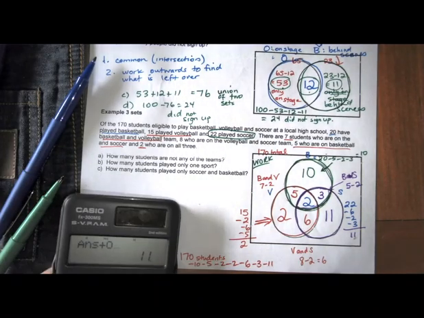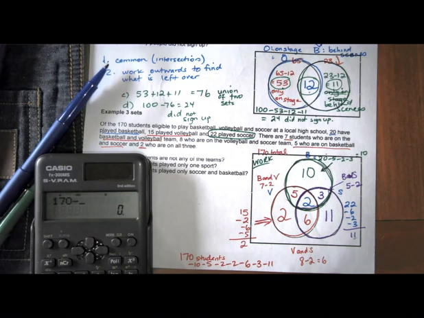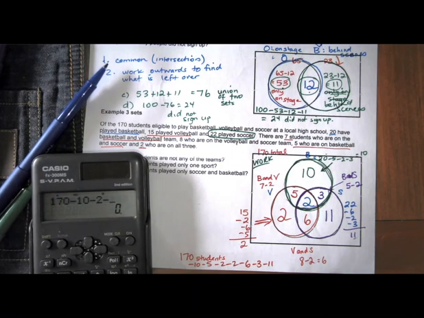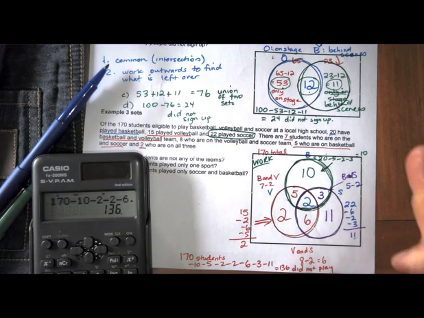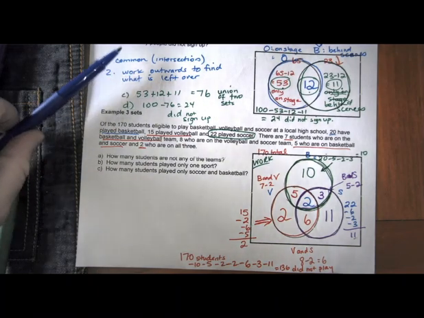So I can do 170 minus 10 minus 2 minus 2 minus 6 minus 3 minus 11. In the end, there's 136 that did not play anything. Okay, it looks messy, but the thinking there is going to help you to build those. And then you can answer any question on that sheet.